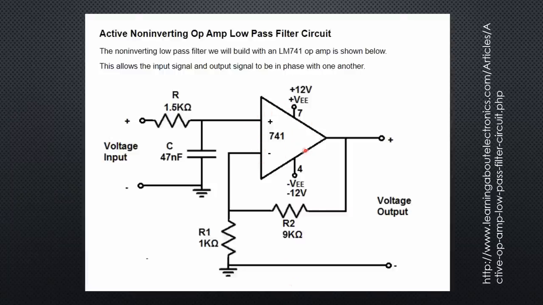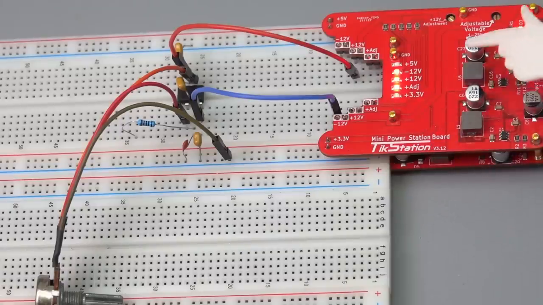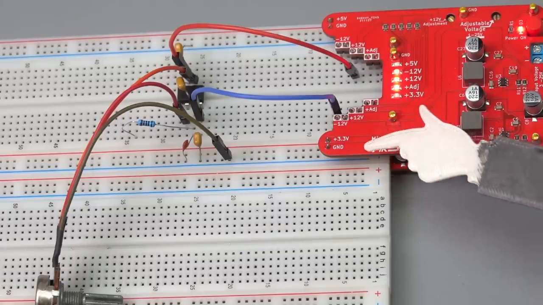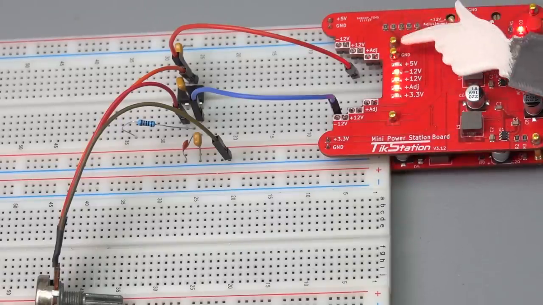The most basic one should do it, the LM741. But because we work with bipolar signals, we have to feed it with plus minus volts. Fortunately, I got this mini power station, which creates not only 3.3 and 5 volts, but also plus minus 12 volt. A perfect solution.